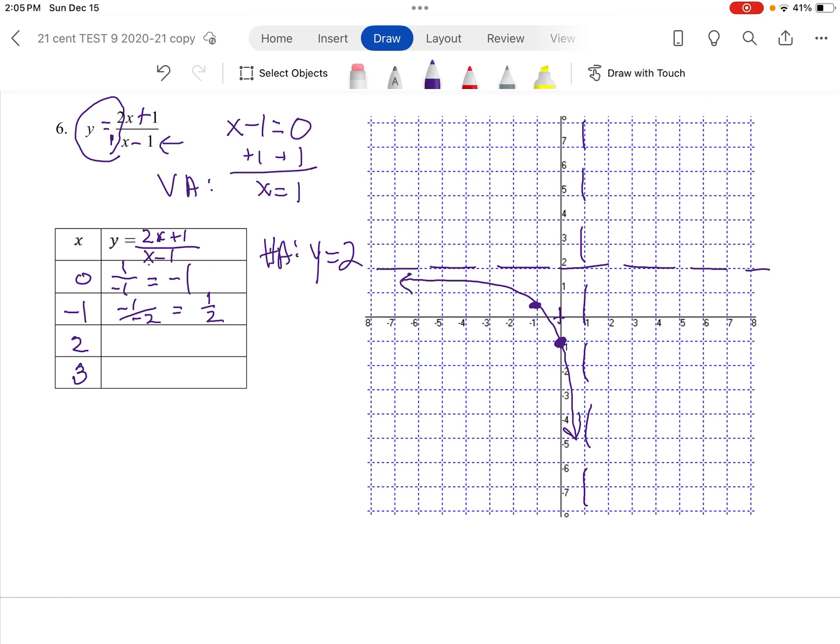Then when I put 2 in my numerator, I get 5. And in my denominator, I get 1. 5 divided by 1 is 5. 2, 5. When I put 3 in my numerator, I get 7. When I put 3 in my denominator, I get 2. 7 divided by 2 is 3.5. 3, 3.5. Hug, curve, hug.